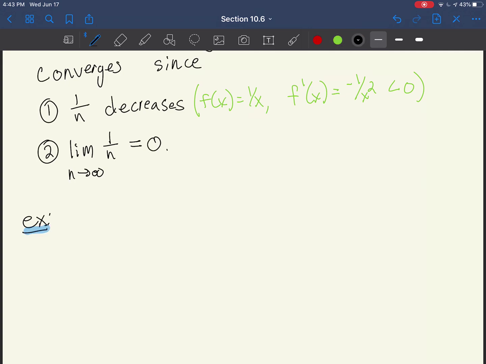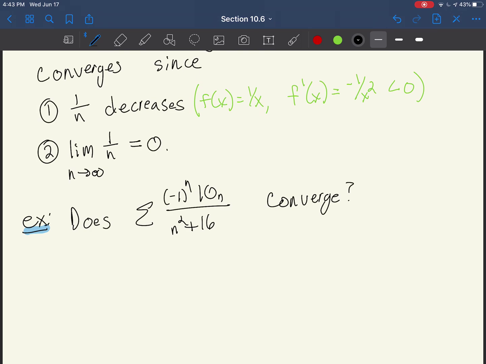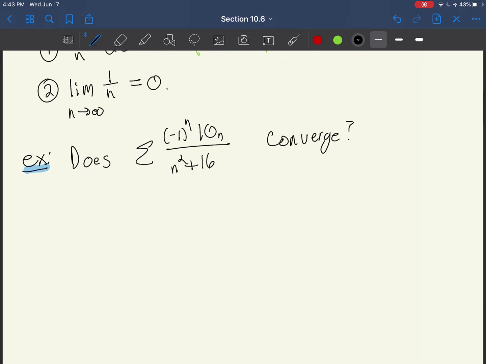So let's do another example. That one was kind of easy. Does the summation of negative 1 to the n times 10n over n squared plus 16 converge?